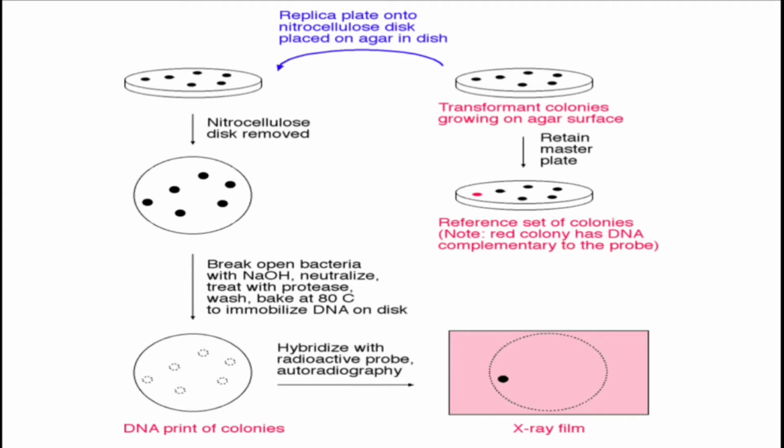Okay, so transformant colonies are taken first. The first step is to take the transformant colonies growing on the agar surface. We have to retain the master plate as the reference set of colonies, that is, the red colony that has DNA complementary to the probe is taken, and then the nitrocellulose disc is removed. Then we have to break open the bacteria with NaOH, neutralize it, treat with protease enzyme, wash, bake at 80 degrees Celsius and immobilize the DNA on the disc. Then hybridize the DNA with the radioactive probe by using the autoradiography technique. We have to take the DNA print of the colonies on the X-ray film.